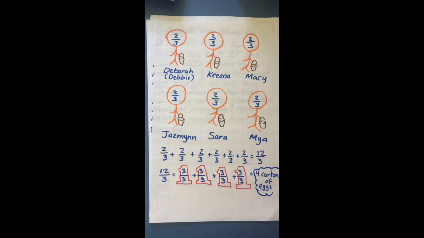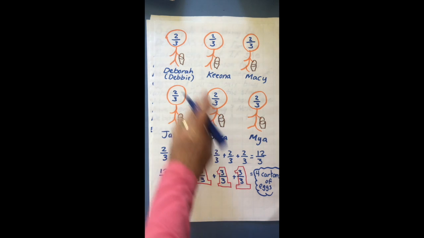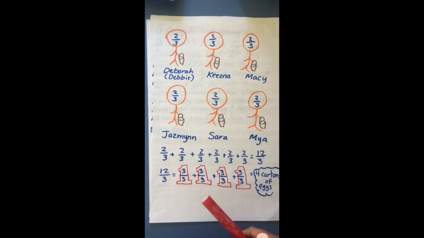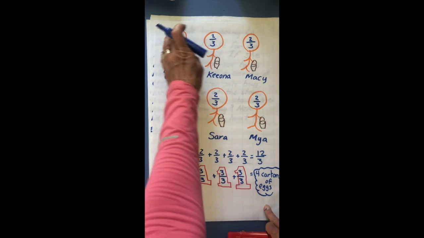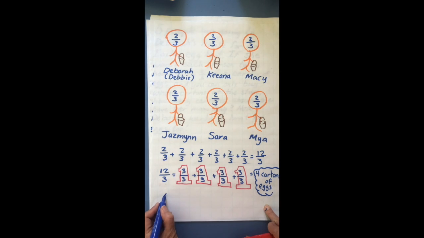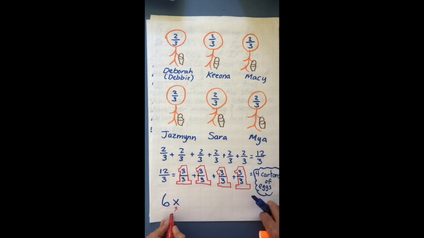Now, you could have done this faster. You could have realized, hey, this is repeated addition. I know repeated addition is multiplication. So there's 1, 2, 3, 4, 5, 6. 6 groups. And we know that this means of, right? So it's 6 groups of 2/3. That's a fraction. So I sing my fraction song.